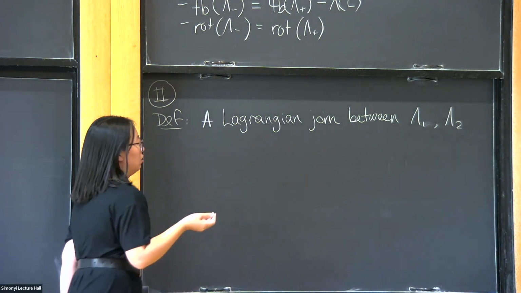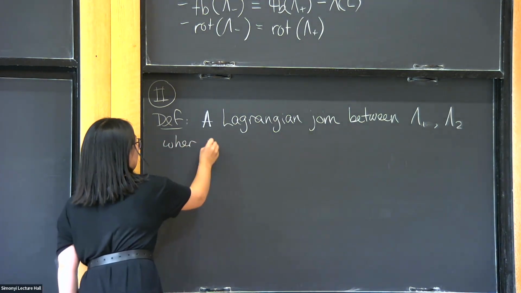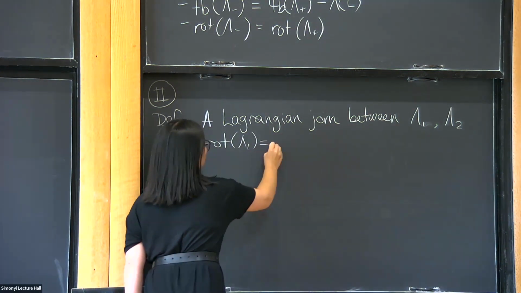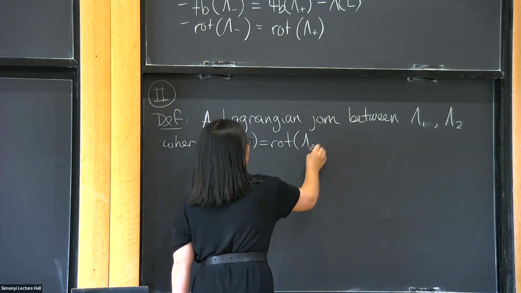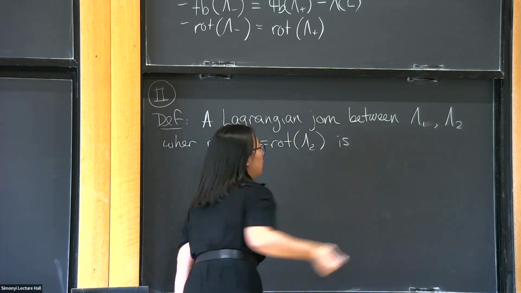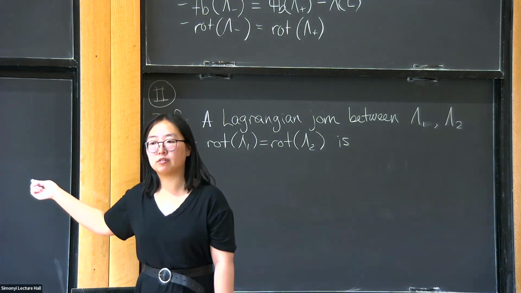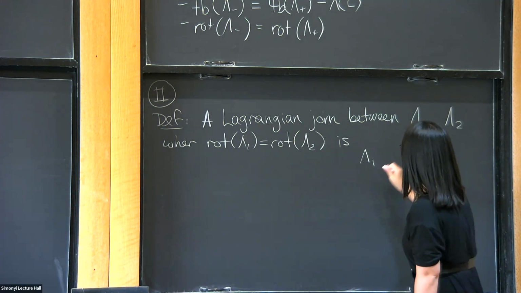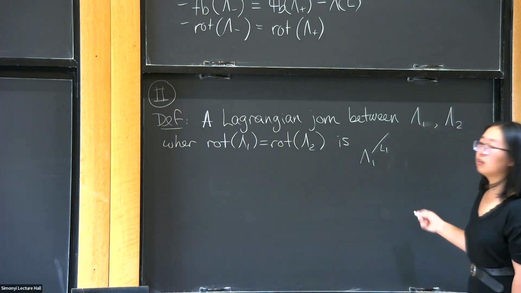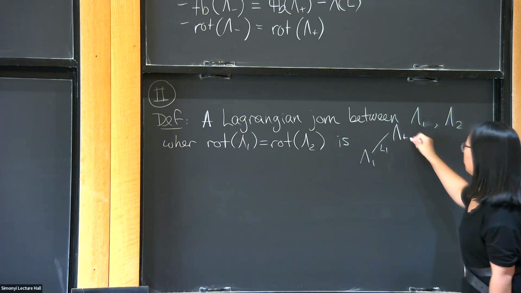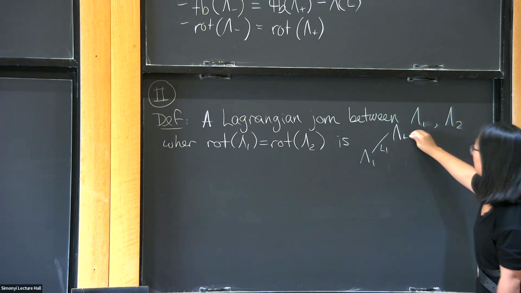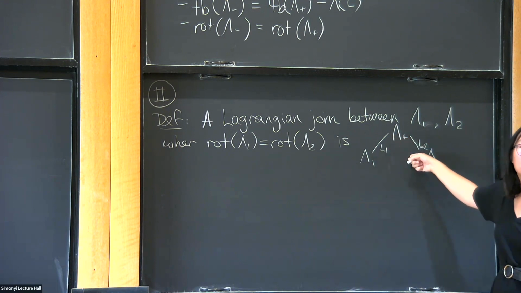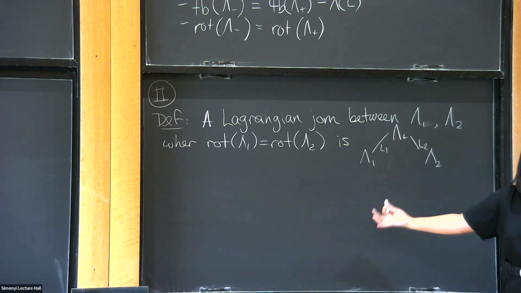where they have the same rotation number, is exactly the information that I get by finding an upper bound. So it is this cobordism plus whatever this upper bound is plus this cobordism. So these three pieces of information form what I call my Lagrangian join.